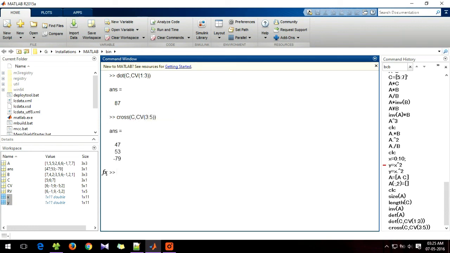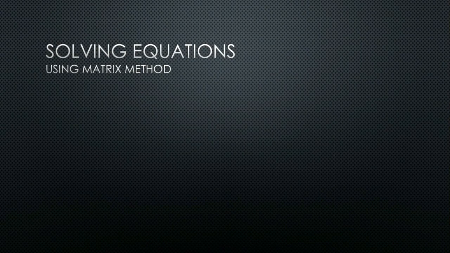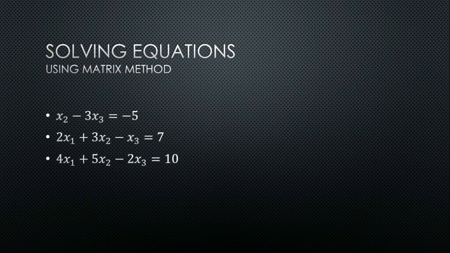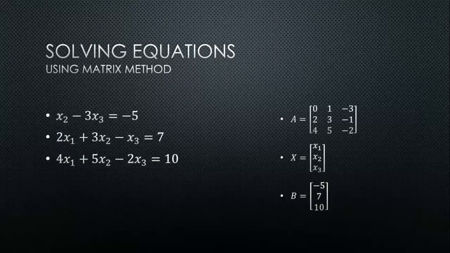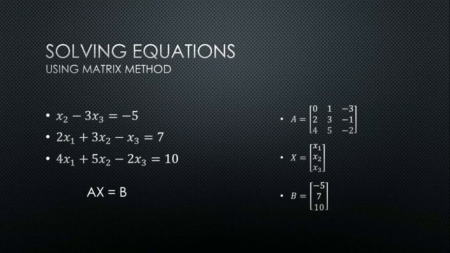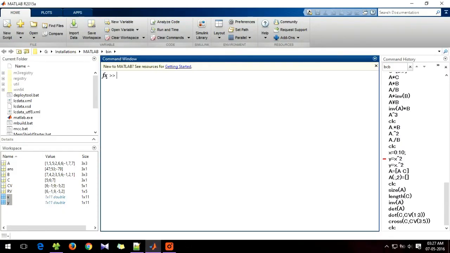MATLAB makes our job easy by providing a number of matrix operations and functions, which can be used to solve complex equations. For example, let's solve this system of linear simultaneous equations using the matrix method. From the equations, we have a coefficient matrix A, a variable matrix X, and a constant matrix B. The system of equations is represented by AX equals B, and the solution is X equals A inverse multiplied by B. Let's try the same on MATLAB.